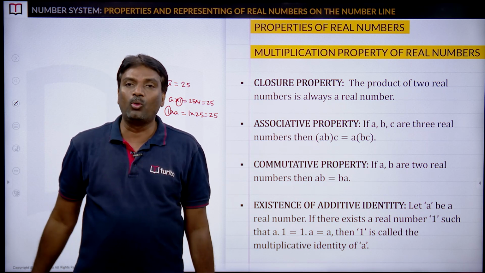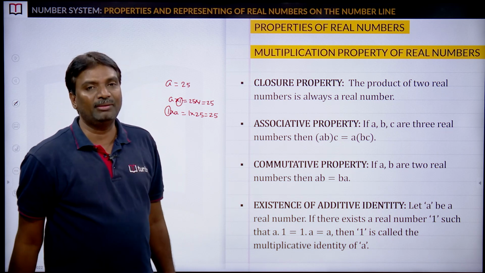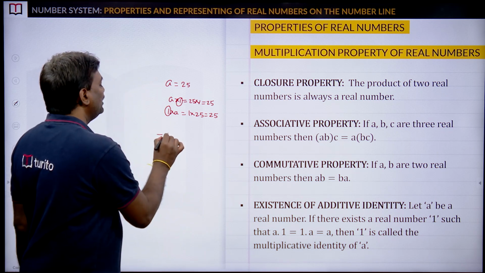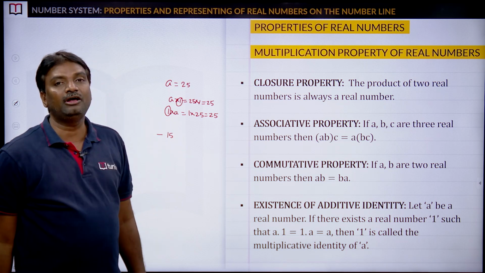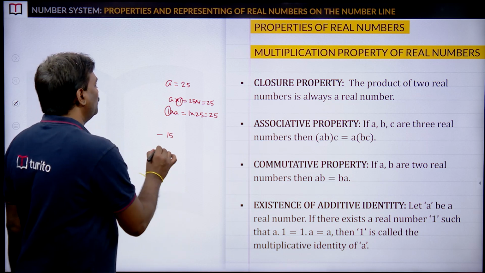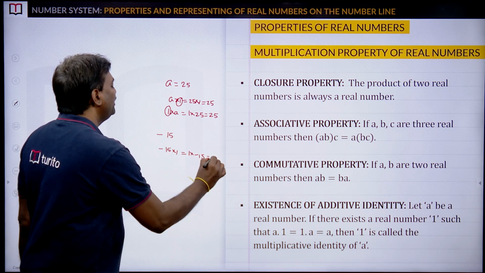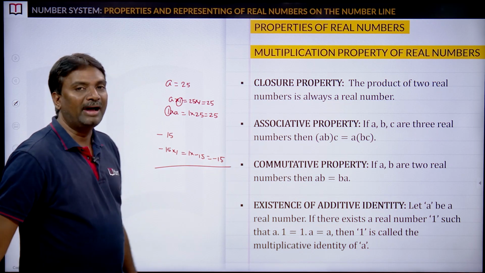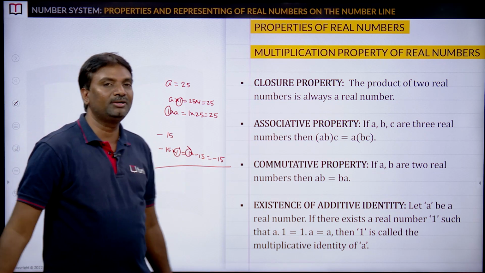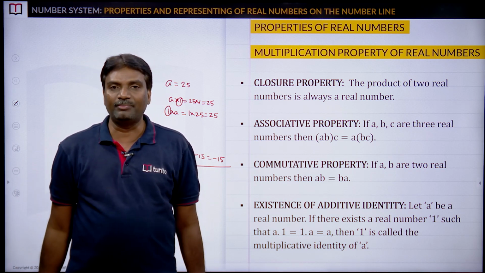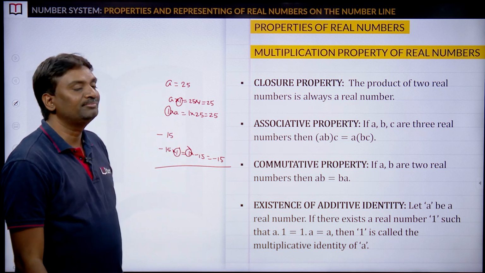It is possible only when the multiplied number is 1 only, whatever the real number may be. So, if we take minus 15, if I ask you what is the multiplicative identity of minus 15, you can say that is 1 only. Why? Minus 15 into 1 or 1 into minus 15, in both cases you will get minus 15 only. That is why we can say this 1 is the multiplicative identity. Whatever the real number may be, 1 is known as the multiplicative identity of the given real number.